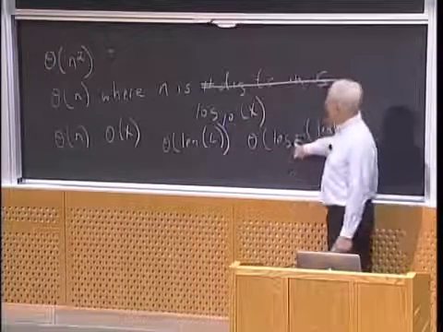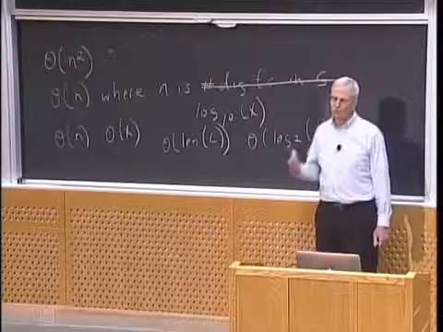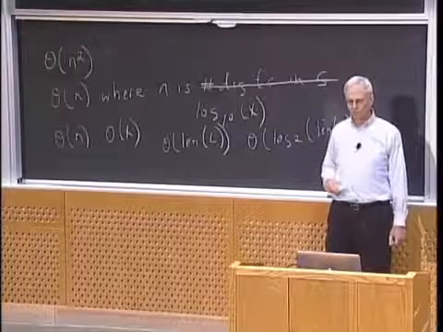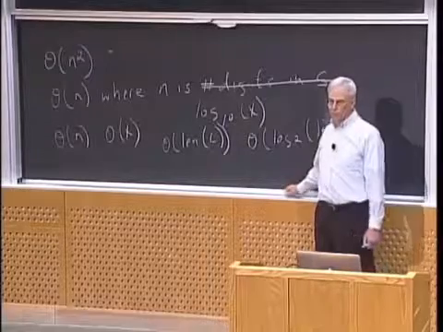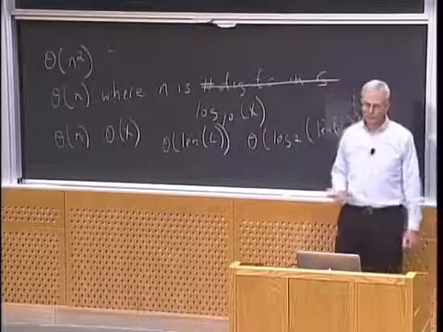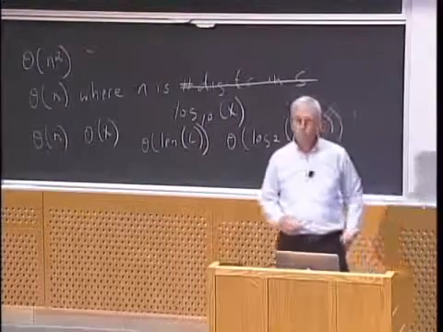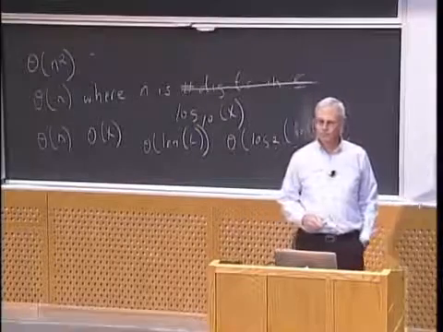Typically, we don't bother writing base 2. If it's logarithmic, it doesn't really very much matter what the base is. You'll still get that very slow growth. Log base 10, log base 2, not that much difference. So we typically just write log. All right, people with me?